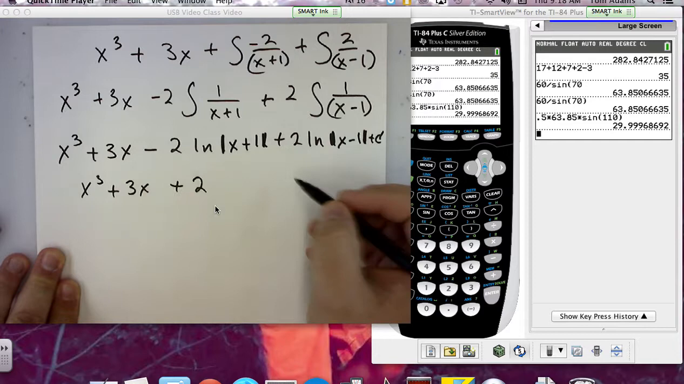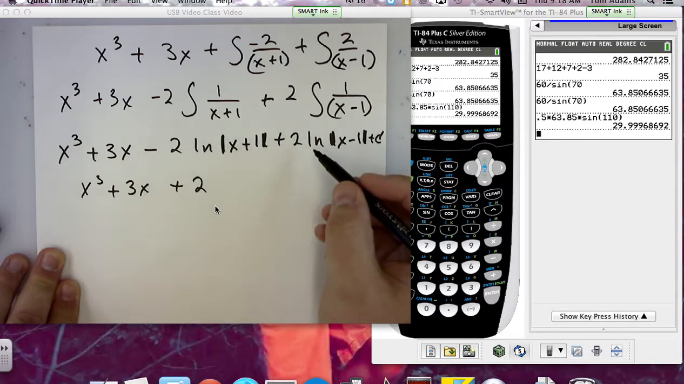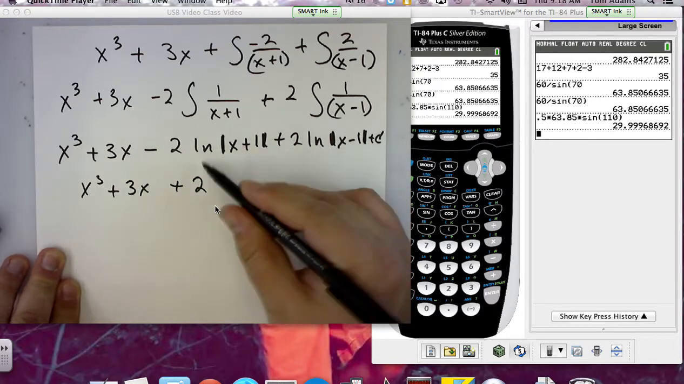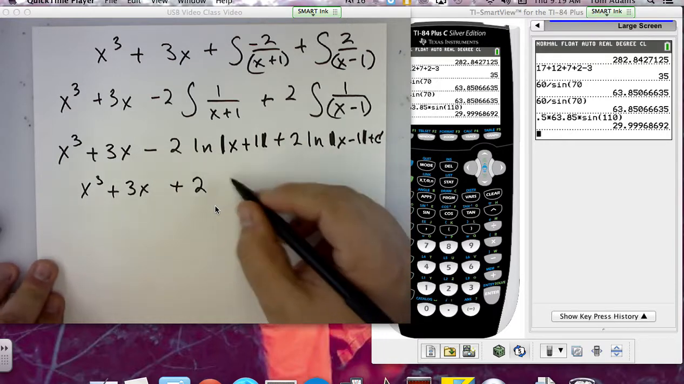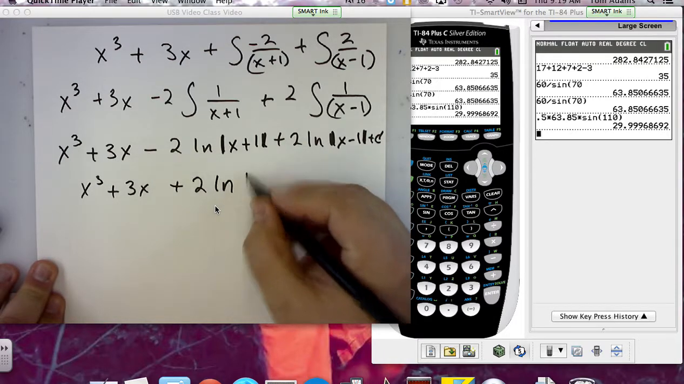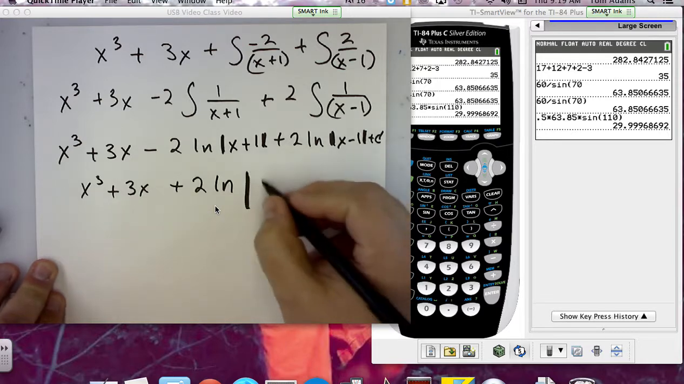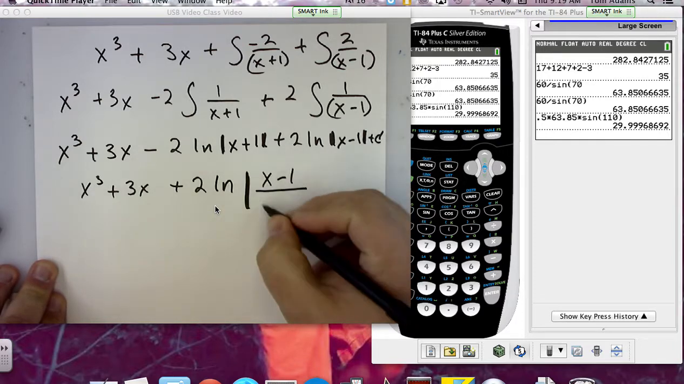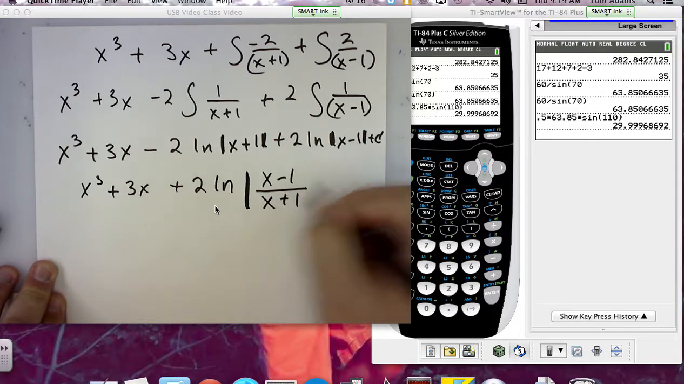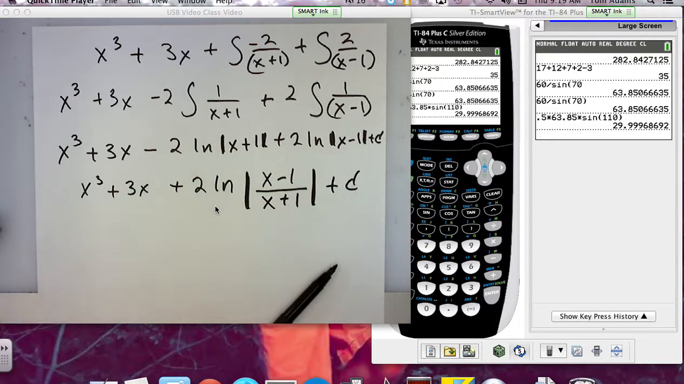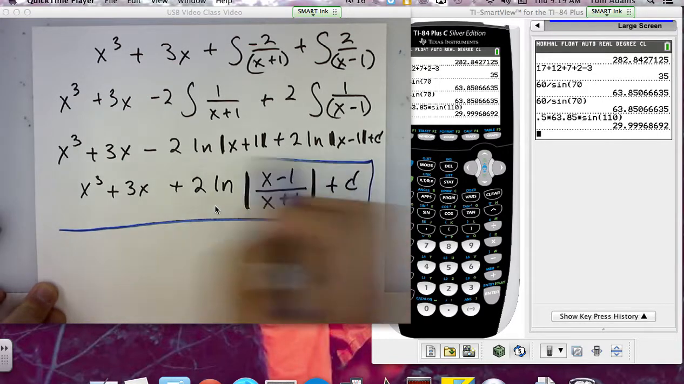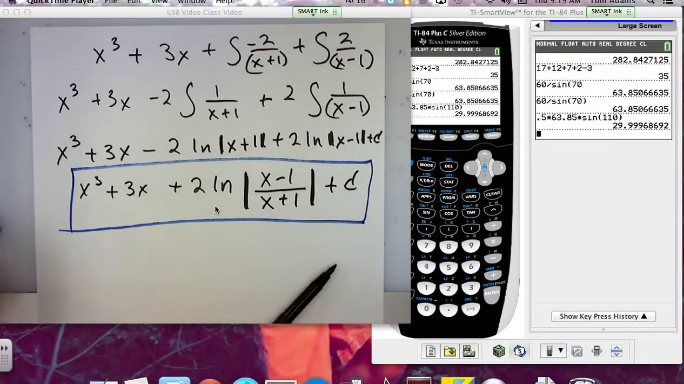If I factor out the 2, I get the natural log of this, and then minus, or this would be negative and that would be positive. So then that would be 2 times the natural log of the absolute value of x minus 1 all over x plus 1, and then we tack on the plus C. So that's technically the antiderivative. Any questions?